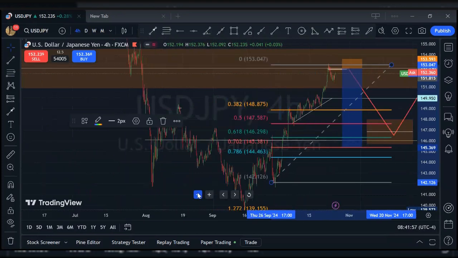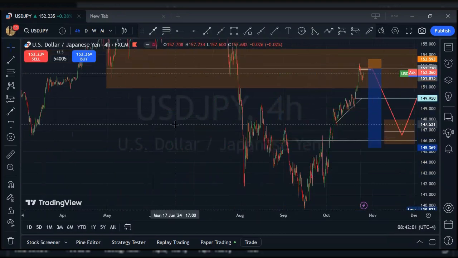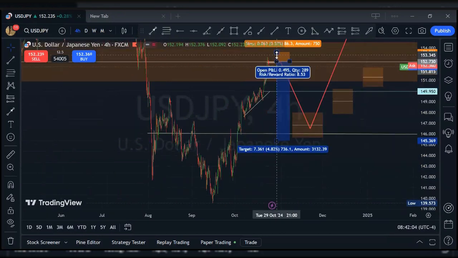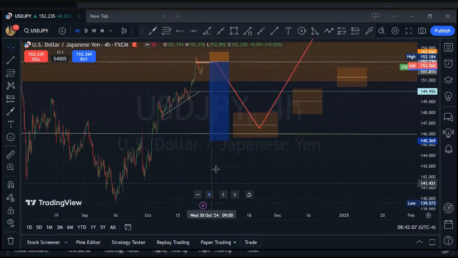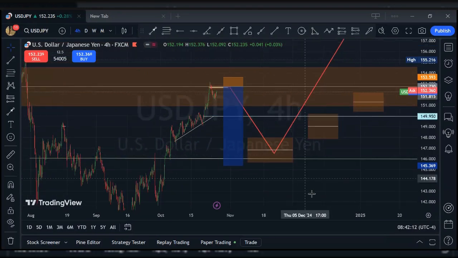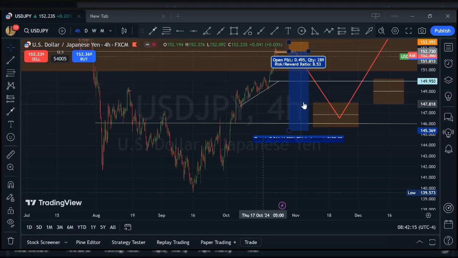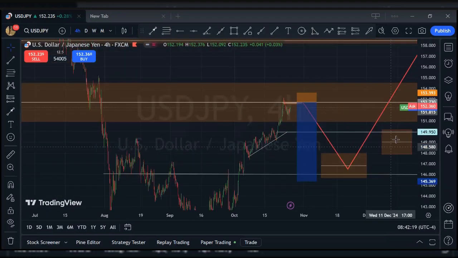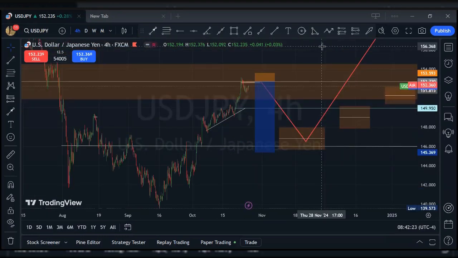And we have a clean structure shift already. Yeah, we've had a run on this and closed above. Now it's time to retrace down here and look for that clean buy. Yeah, clean buy. For those who do trend lines, if you draw a trend line here, clearly you'll have a touch on this area. So that is what we have for USDJPY for our time frame.